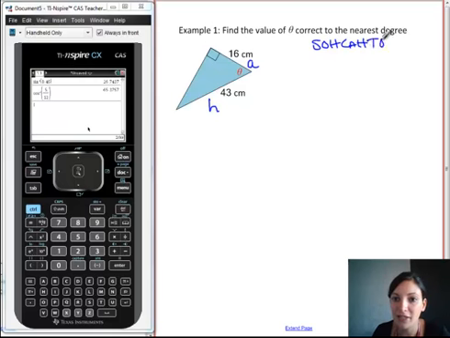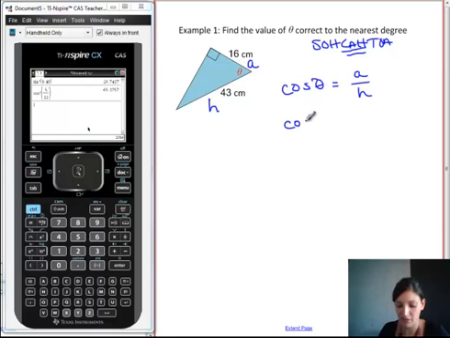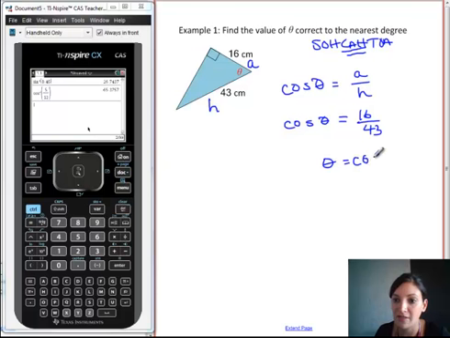And I can see that because I've got the adjacent and the hypotenuse, the trig ratio I want to use is cosine. So let me write my ratio out. The cos of theta is equal to the adjacent over the hypotenuse. And then I'll just substitute the values that I know. So this time I want to find theta. So I'm going to rewrite that cos of theta is equal to the adjacent, which is 16, over the hypotenuse, which is 43. So to solve for theta, I need to use the inverse cos of 16 over 43.